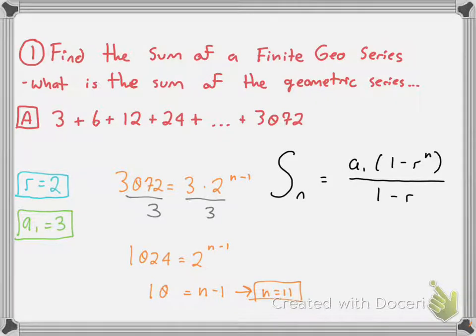So now finally, I just plug everything in. My a1 value is 3, r value is 2, n value is 11. Let the calculator do the work. That sum would be 6,141. So again, I'm taking every value in that geometric series and adding it all together: the 3, the 6, the 12, the 24, all 11 terms that go all the way up to 3072. That sum would be 6,141.